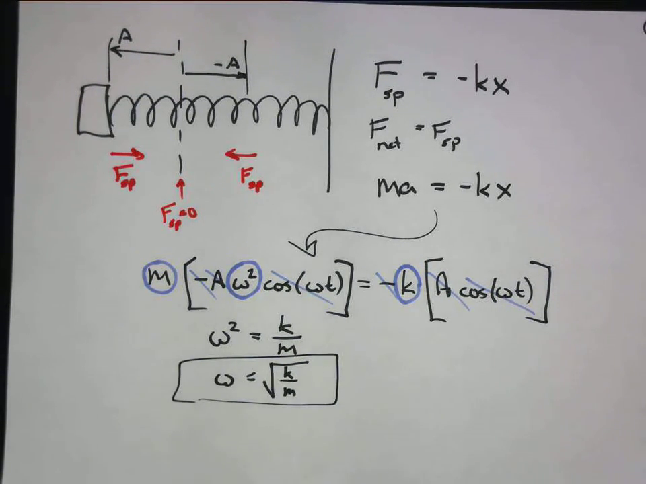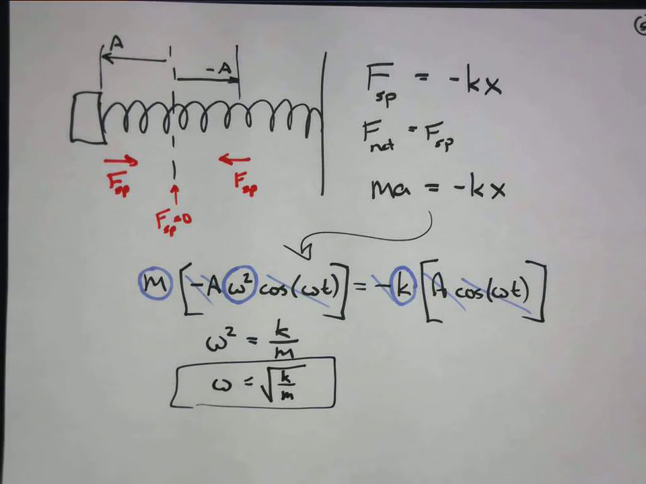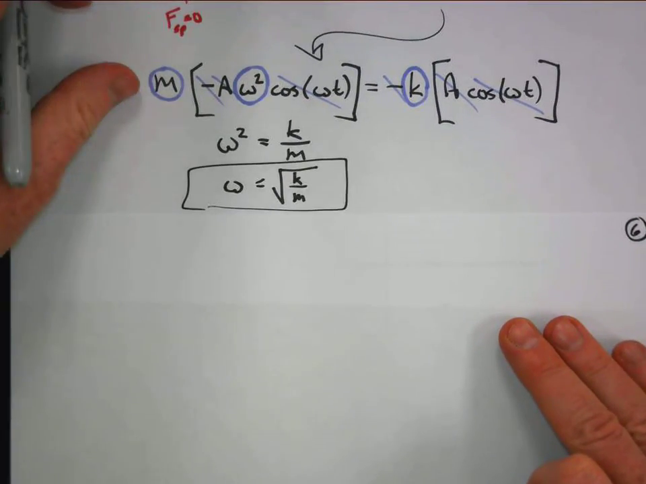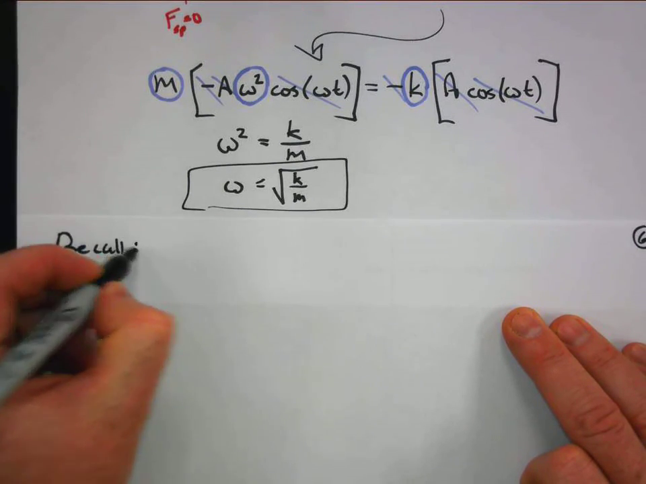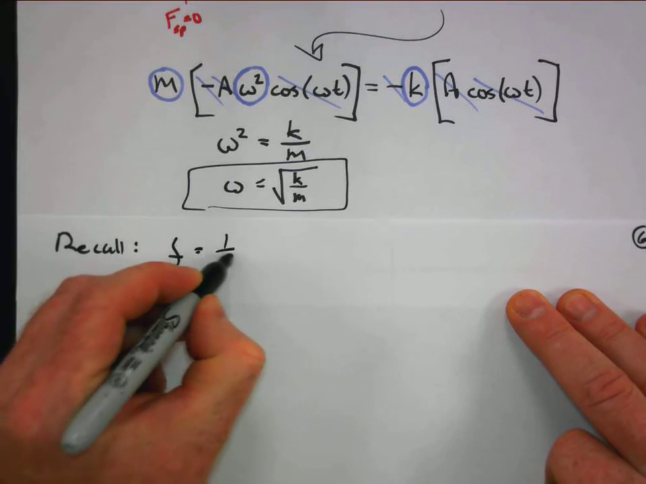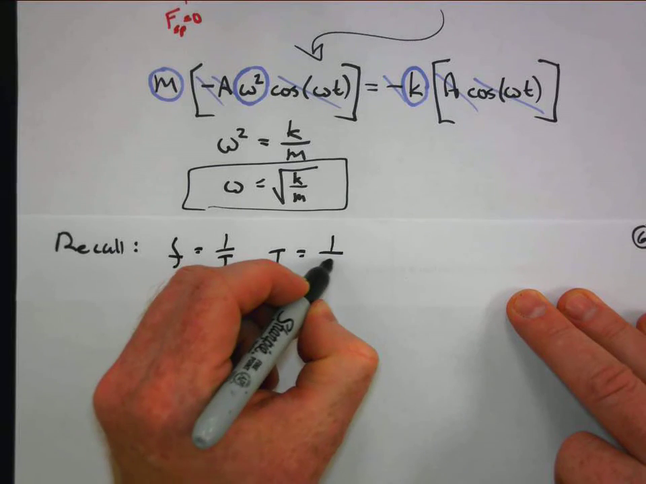But there's more. Of course there is. This is angular frequency. Well, there's a couple things I want you to recall. Let me start a new paper. This is just too good. So, recall that frequency is 1 over the period, which means the period is 1 over the frequency, right?